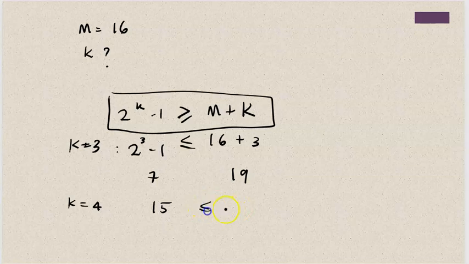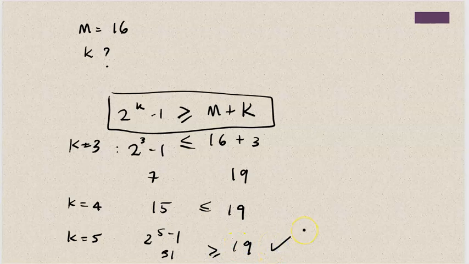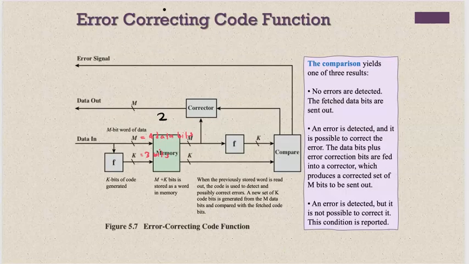And this is still going to be incorrect. What about k equals 5? 2 to the 5 minus 1, so this would be 31. And this is obviously going to be bigger than 90. So k equals 5 is the minimum number of check bits if your data bits is 16 data bits long. Okay? So back to the diagram.